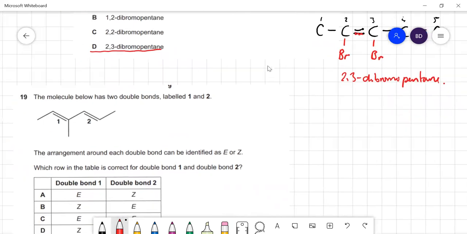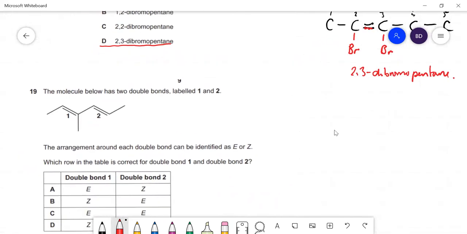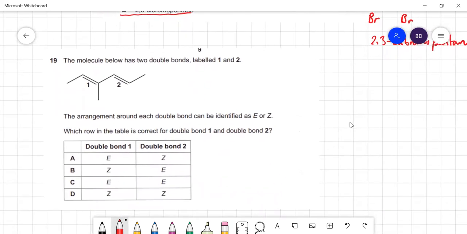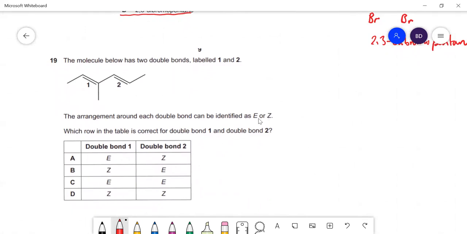Right, E/Z isomers here, okay. The two double bonds, and we've got to say which one's E and which one's Z. So don't forget, Z is the high priorities together, and E is the high priorities opposite. And the high priority groups are basically the heaviest, the biggest molecular weight, yeah?